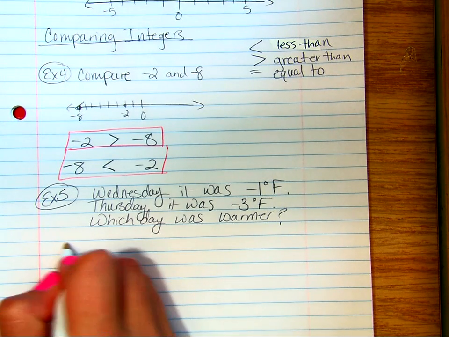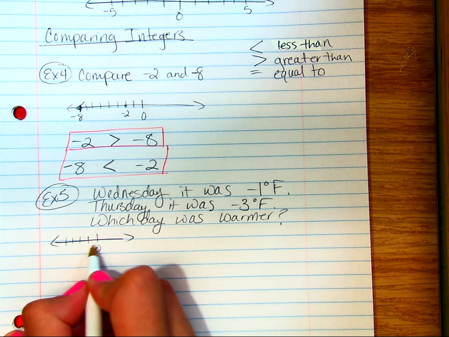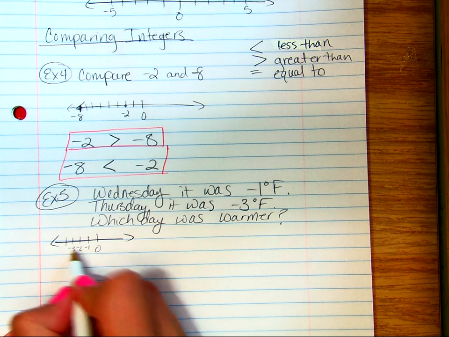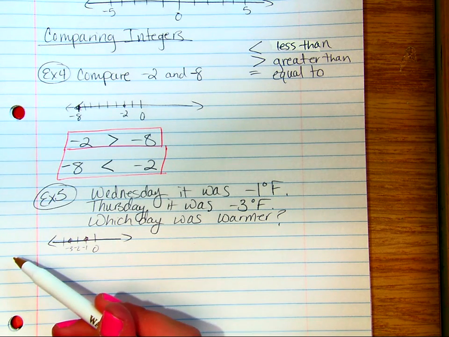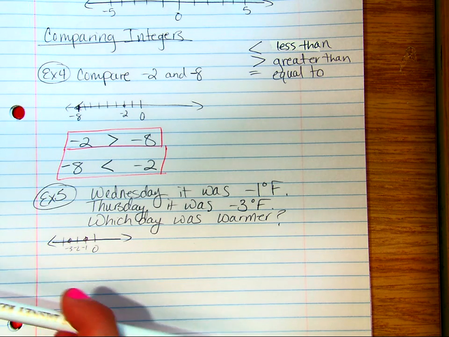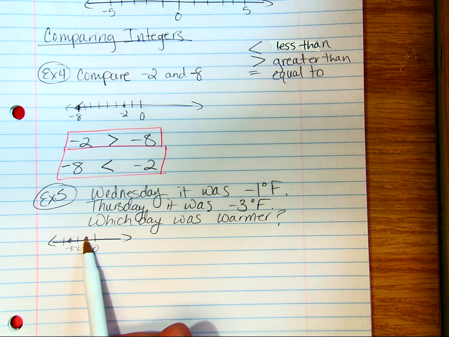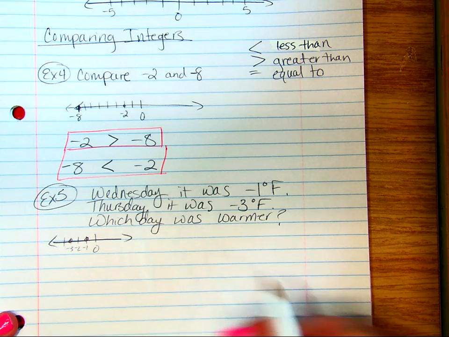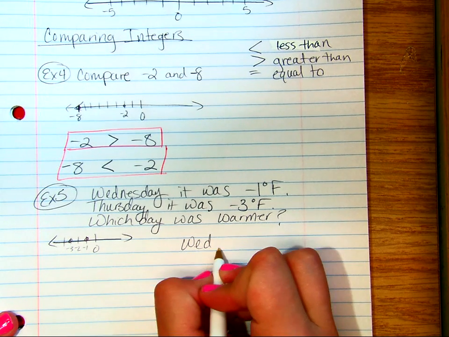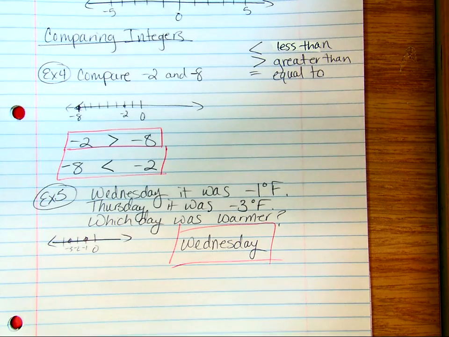You might already know that, but I'm going to go ahead and plot a number line here. So this is -1, -2, -3. So here are our two numbers we're working with. Remember we said the more left you are on a number line, the smaller the number. Therefore, the more right you are, the bigger the number. So the higher temperature means it's warmer. -1 is bigger than -3 since it's more towards the right. So Wednesday had the warmer temperature. So our answer would be Wednesday. Not much warmer, but a little bit.